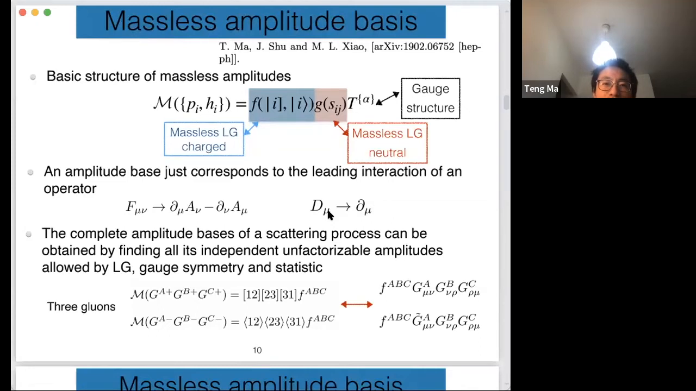Generally, to construct the complete basis of a theory, we should construct all the independent unfactorizable amplitude bases of any scattering process with this kind of structure allowed by the little group, gauge symmetry and the identical particle statistics. For example, to construct three-gluon amplitude bases, we found that there are only two possible scattering processes, the all-helicity-plus and all-helicity-minus processes. Each process only has one consistent amplitude basis. So these two amplitude bases exactly correspond to these three-gluon operators in the Warsaw basis. So it's very efficient to construct the amplitude basis.